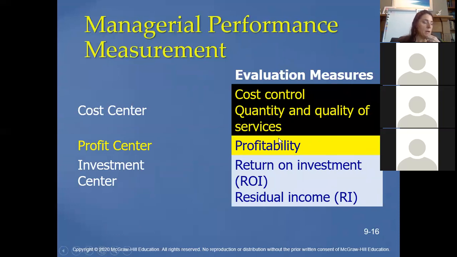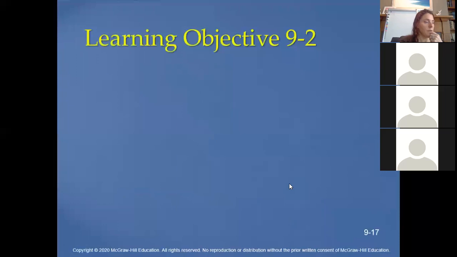Okay, now we're gonna talk about being able to measure your performance as far as numbers are concerned. So for a cost center, we're gonna evaluate cost control, quantity and quality of service; for a profit center, profitability; and then for an investment center, ROI and residual income. You guys have probably seen ROI before, but we're gonna talk about it again. Residual income you may not have seen before, so we're gonna go through that as well.